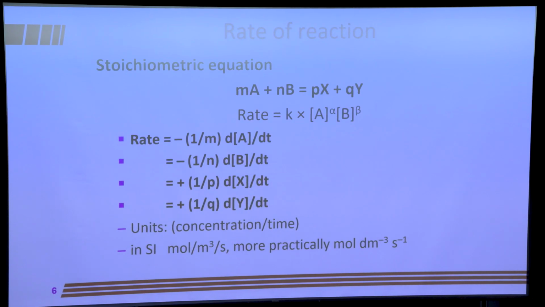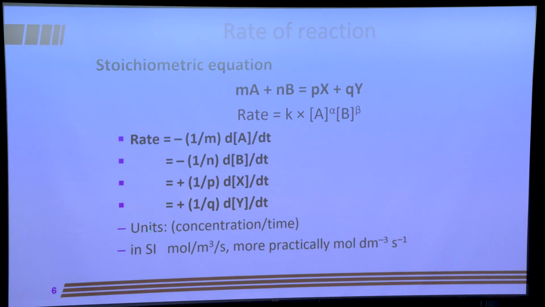All right, so then we have this general rate law, and so the rate is minus 1 over m, the change in concentration of A with respect to time. It's minus 1 over n, the change in concentration of B with respect to time. It's plus 1 over P, the change in the concentration of X with respect to time, and plus 1 over Q, the change in concentration of Y with respect to time. And these rates are all equal to one another, right? You can write it as any one of those equations, right? And follow the rate of reaction with any one of those equations.